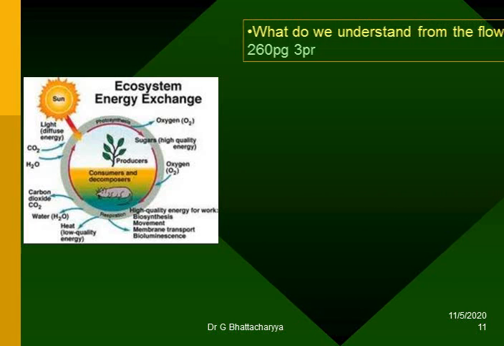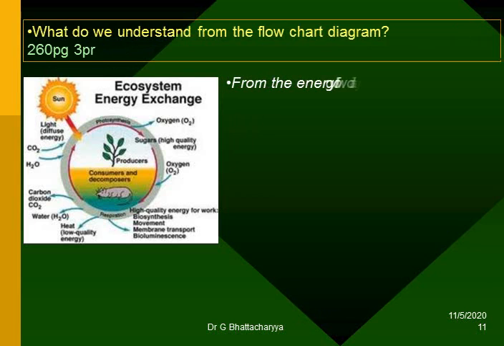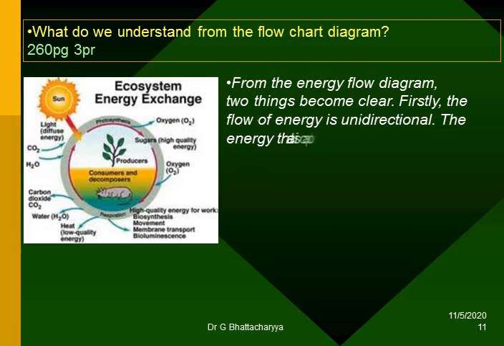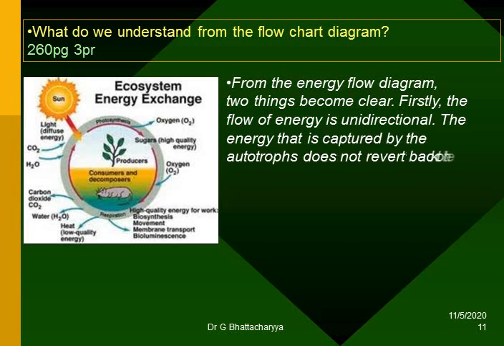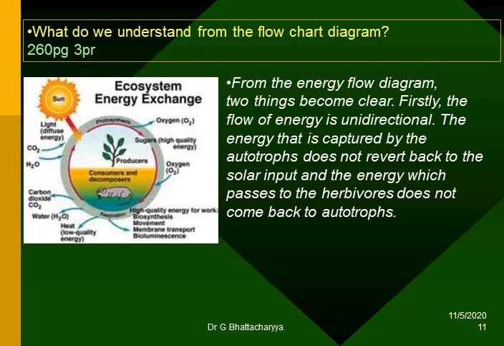What do we understand from the flow chart diagram? From the energy flow diagram, two things become clear. Firstly, the flow of energy is unidirectional. The energy that is captured by the autotrophs does not revert back to the solar input, and the energy which passes to the herbivores does not come back to autotrophs.